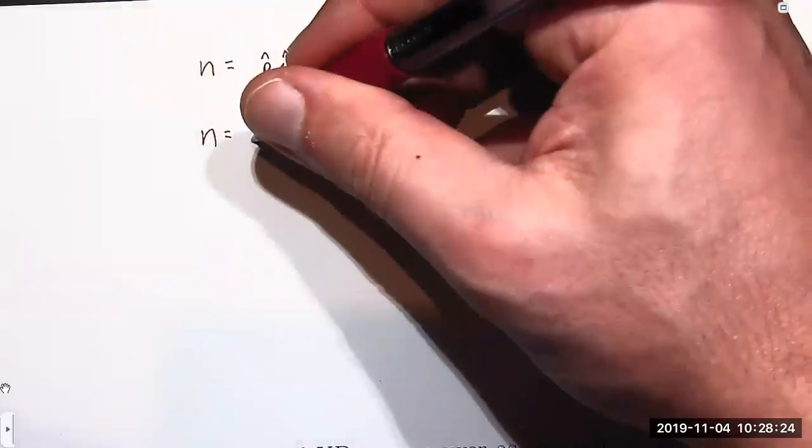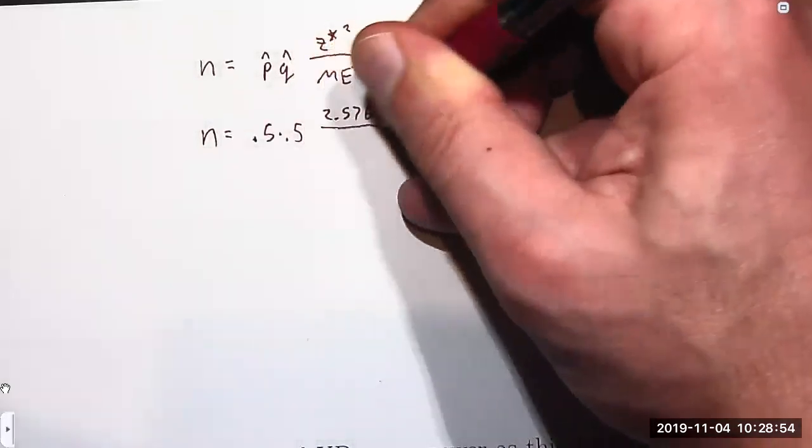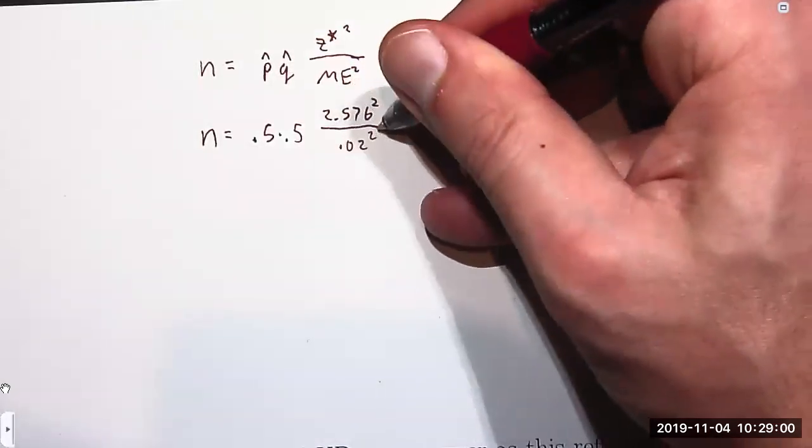All right, so n equals 0.5 times 0.5. And then this was a 99% confidence level. So think back, it's on page 195, if you don't remember what the z star was for a 99% confidence level. And that is 2.576 squared, because z star is squared. And then a margin of error of 0.02 squared.